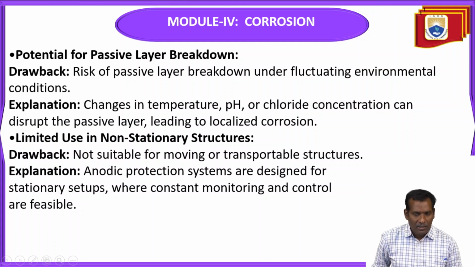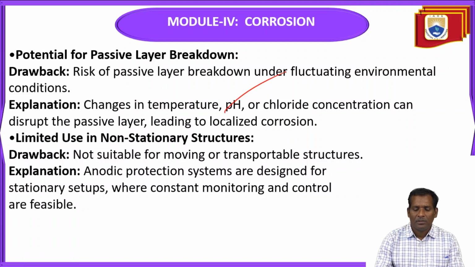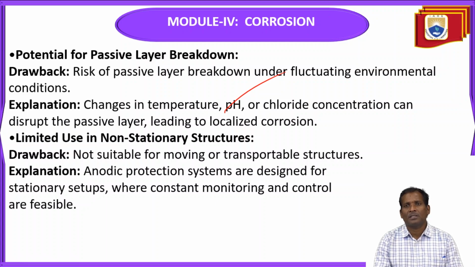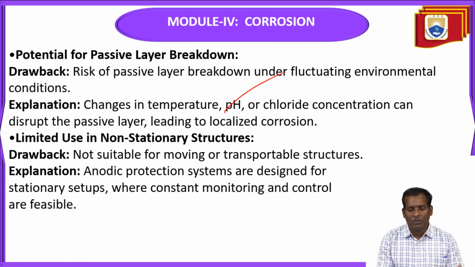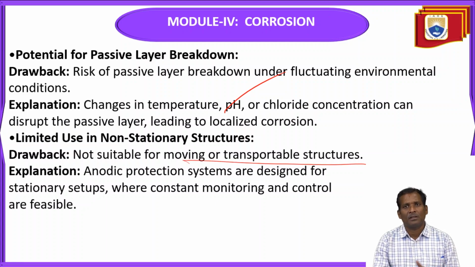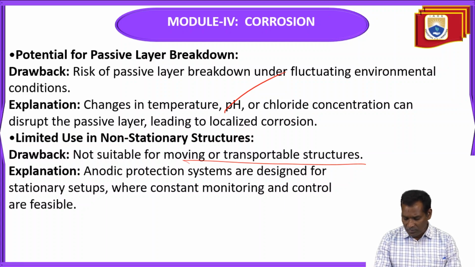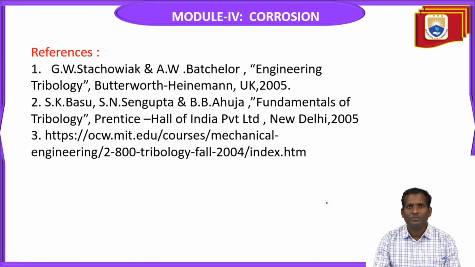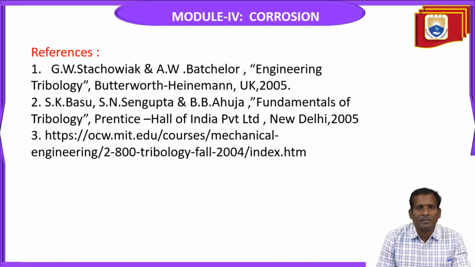Changes in temperature, pH values, chloride concentration can disturb the passive layer, leading to localized corrosion. Limited use in non-stationary structures. Not suitable for moving or transportable structures, not suitable for this type of anodic protection method. So anodic protection systems are designed for stationary setups where constant monitoring and controls are feasible. So these are the references I have taken for this question bank explanation.